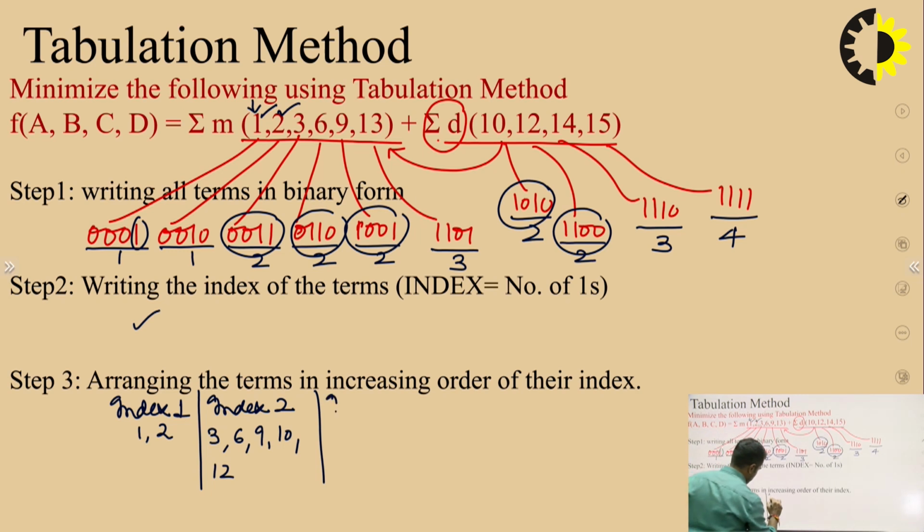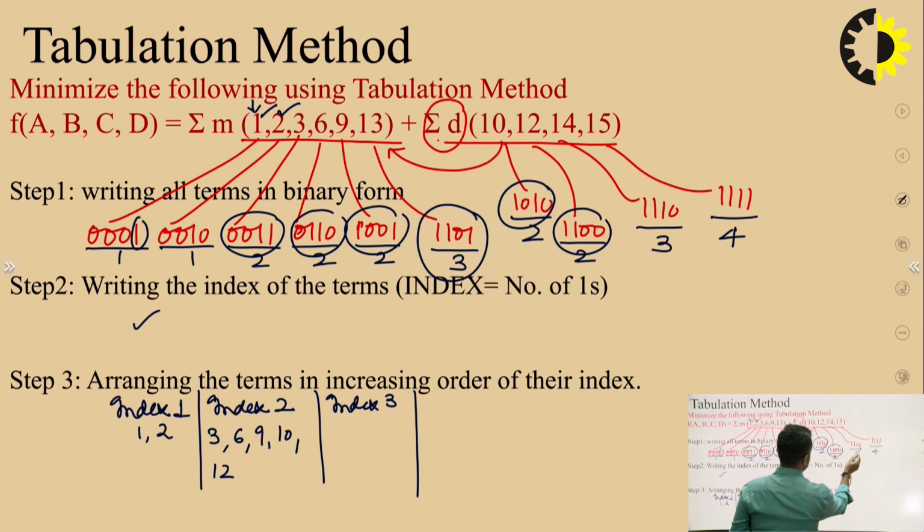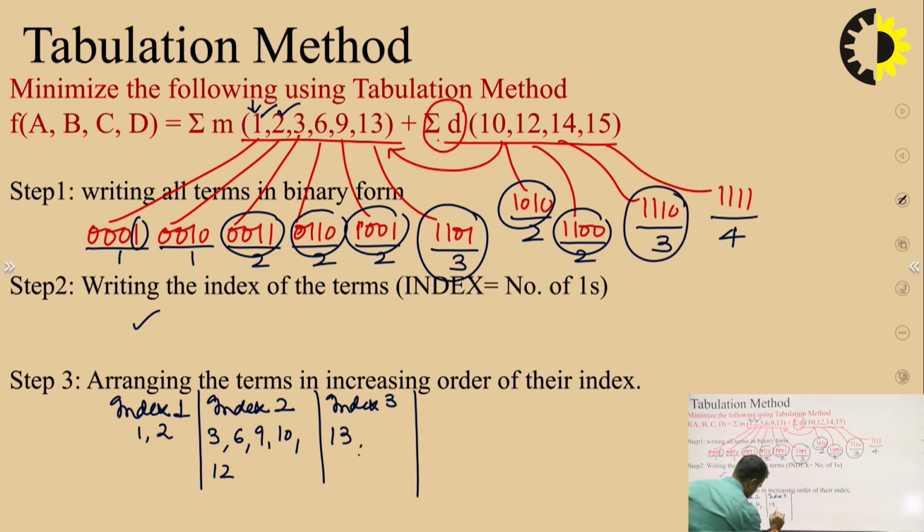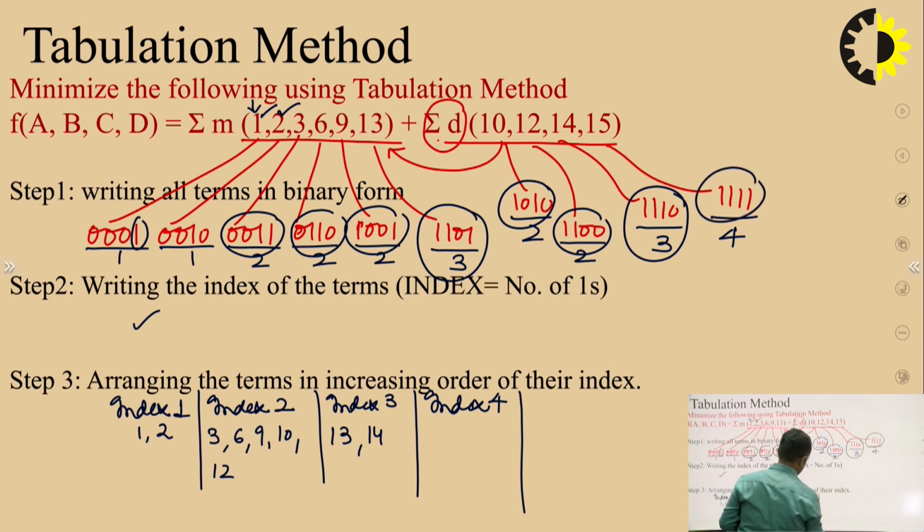Then index 3. Index 3 you can check here: the first one is 13, and this is 14. So 13 and 14. Then index 4 is this 1 1 1 1, which is 15. So we have segregated all these min terms in increasing order of their index.